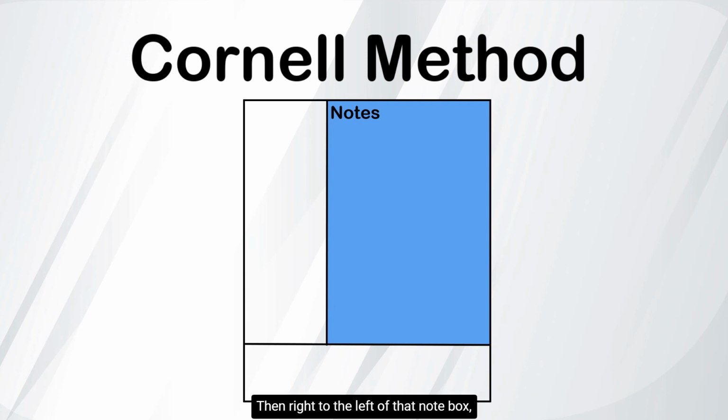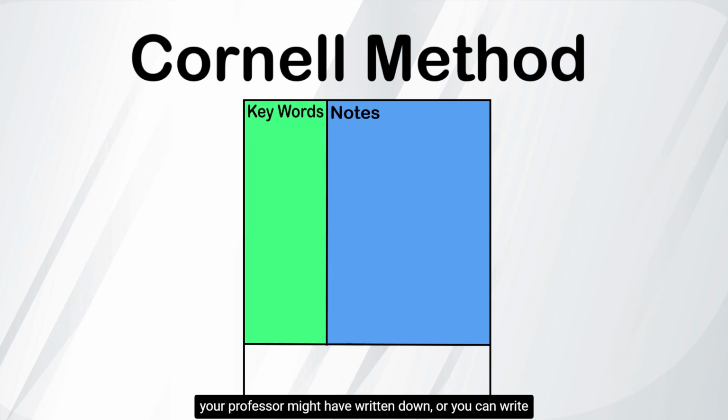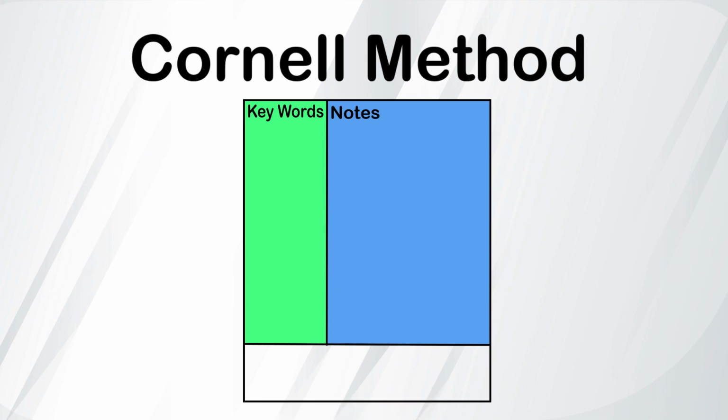Then right to the left of that note box, you have the key terms box. Here you can write key terms that you found very important, something your professor might have written down. Or you can write questions that you want to ask and don't want to forget. You can write little ideas that you had. Anything that you really want to reflect on later, you can write in that little box.